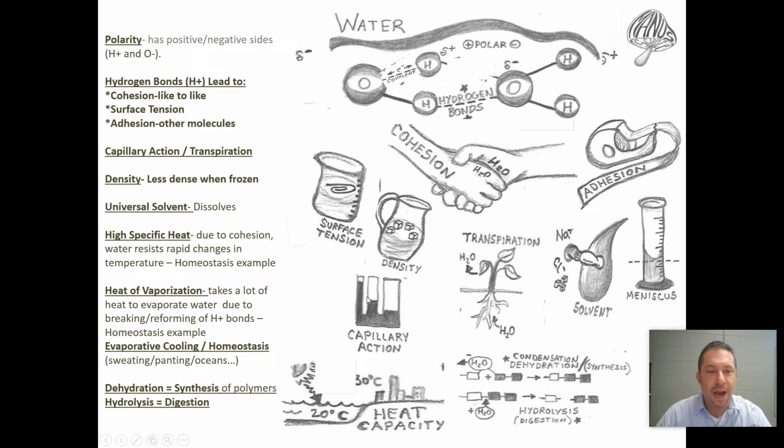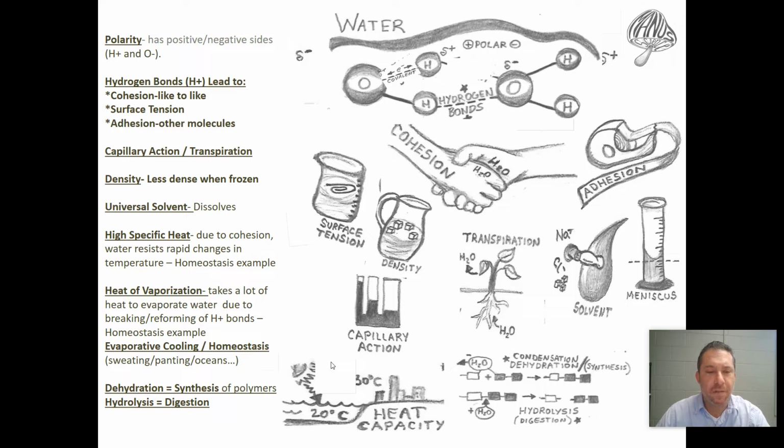It's also going to have a high specific heat due to cohesion. It's going to resist rapid temperature changes. It's going to play a role in homeostasis. The high heat of vaporization is where it takes a lot of heat to evaporate water, and that's going to be due to the breaking and reforming of the hydrogen bonds.